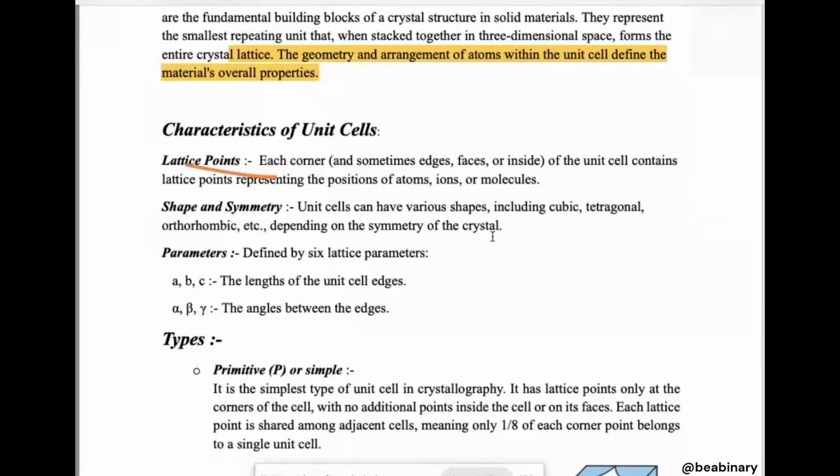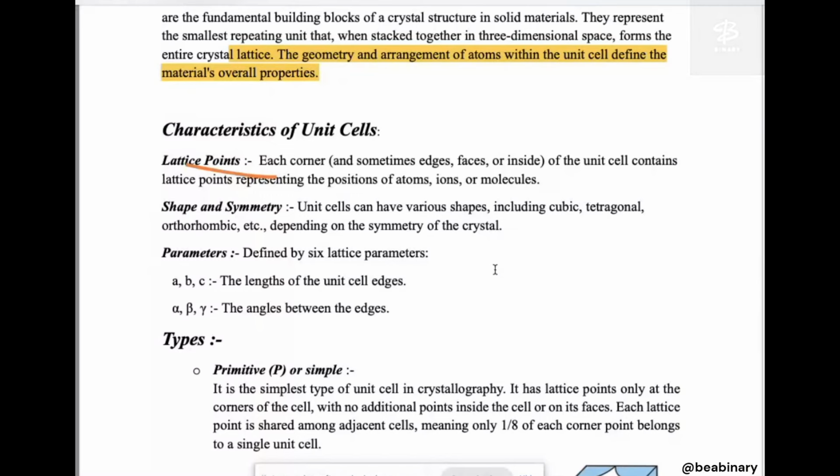If you have a lattice structure and you are given a structure like the cubic cell, suppose you talk about the very simple unit cell, then you have atoms present at the corners only. The point where an atom can sit is known as a lattice point.